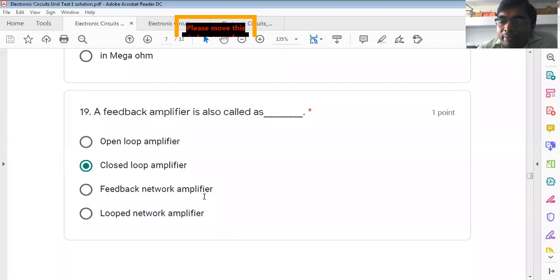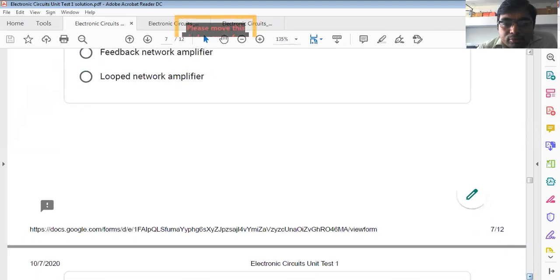Feedback means what? We are giving some amount of the output back to the input side, and when we do this, we are required to connect the feedback network between the output and input. And when you connect the feedback network between the output and the input, it forms a closed loop. Okay. If anyone has any doubt or query, you can ask.